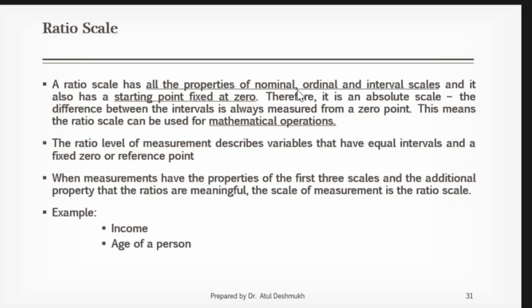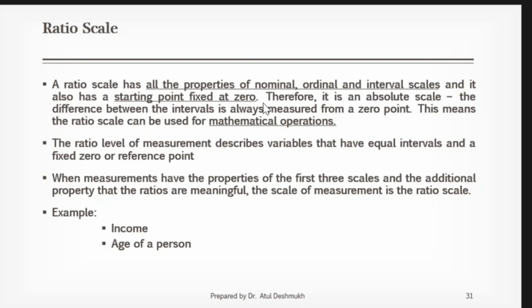A ratio scale has all the properties of nominal, ordinal, and interval scale. So ratio scale is a full scale. As it is a full scale, you can treat it as a mathematical scale, the scale which can have all kinds of mathematical calculations or manipulations. It covers all other types of scales. It has all the properties of nominal scale, like it will classify, it will order, and it will have equally spaced intervals if needed. Apart from this, it has a starting point fixed at 0.